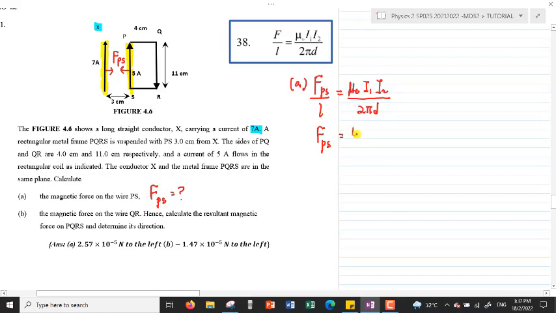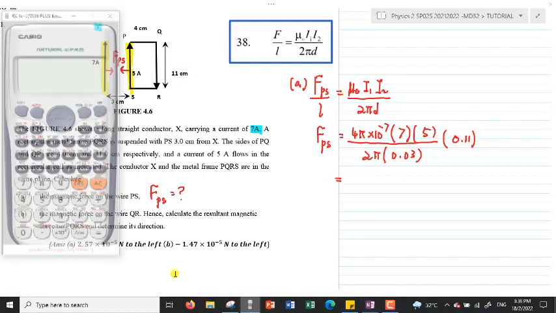in the values. μ0 is the permeability constant, 4π times 10 to the power of negative 7. Current I1, I assume, is the current that flows in wire X, 7 ampere. I2 is the current that flows in wire PS, 5 ampere. Then 2π, the separation between the two wires is 3 cm, change it to meters, 0.03. Then the L shifts to the right, so we multiply with the length of the wire. For wire PS, the length is 11 cm, so we have 0.11.